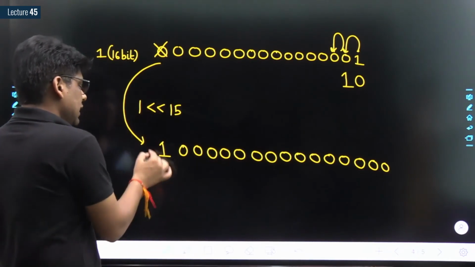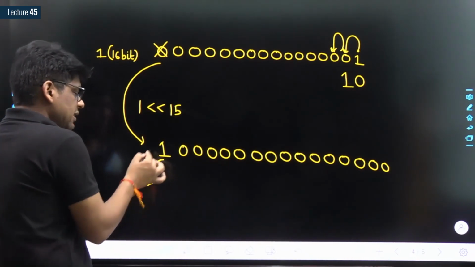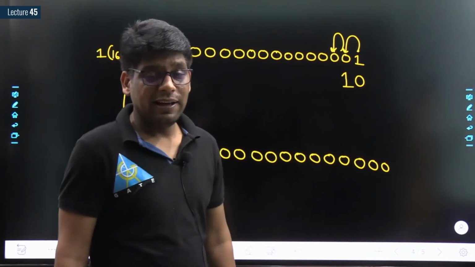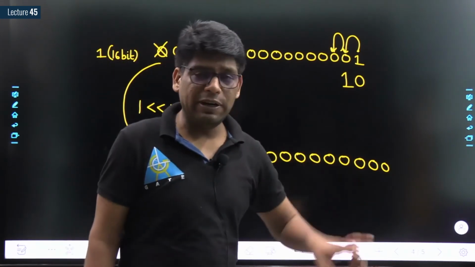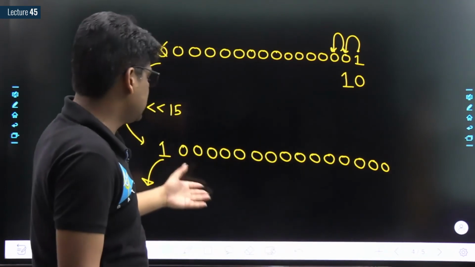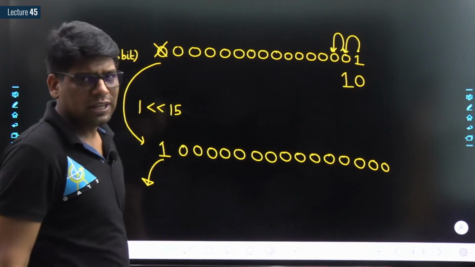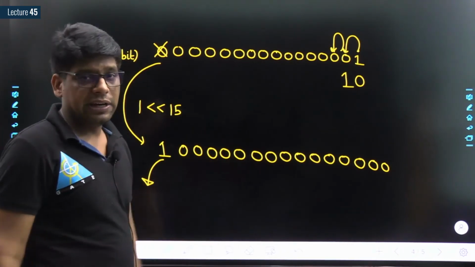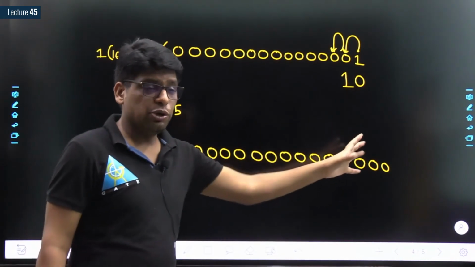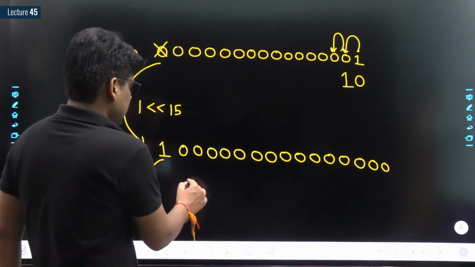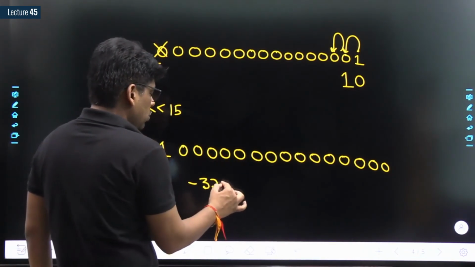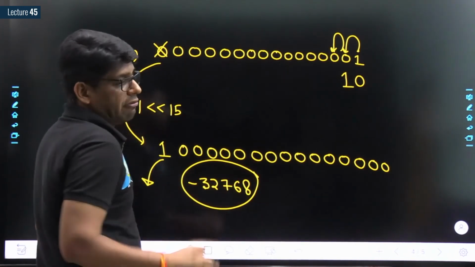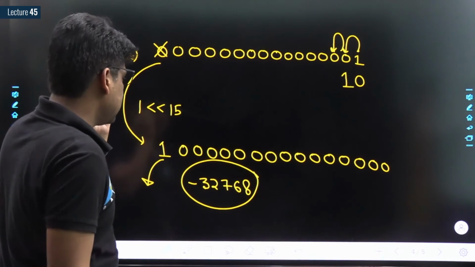Why? Because by looking at this, the computer knows that it is a negative number and it is stored in 2's complement form. Can we calculate this value? Everyone knows this value. This is the minimum value in negative. Why? 1 followed by all 0s. What is this value? This is minus 32768.